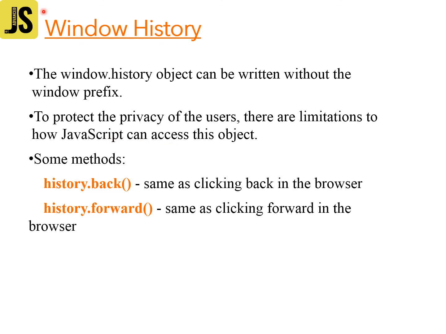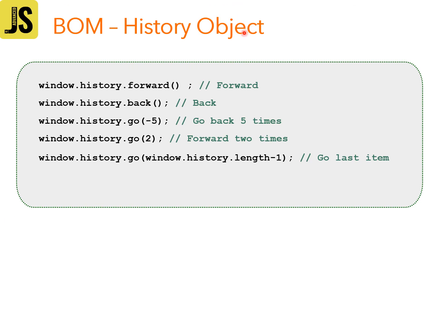And some methods associated with window history are history.back and history.forward. The history.back method is the same as clicking back in the browser. History.forward means the same as clicking forward in the browser. See here there are some examples. Window.history.forward means it will take the forward step.